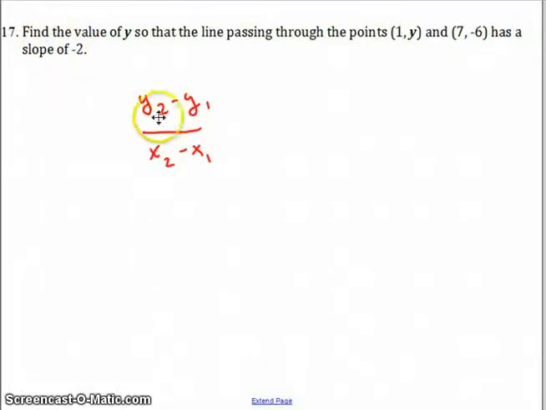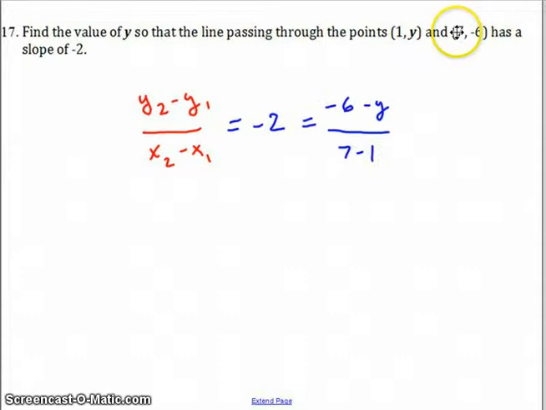Well, first of all, most of you did remember the formula for the slope, change in y over change in x, and did remember that it says the slope is -2. So you did set this up so that it was equal to -2. And a lot of you plugged these values in correctly into the formula. So you had -6 minus y over 7 minus 1, and you said this is equal to -2. Well, simplifying 7 minus 1, that's just 6.